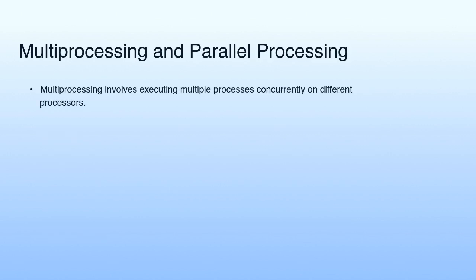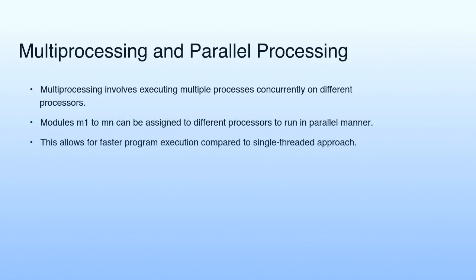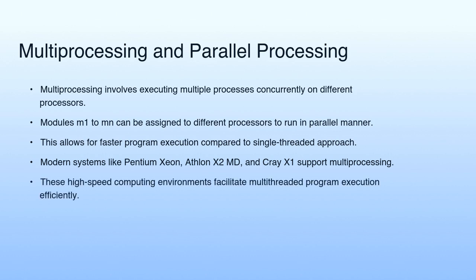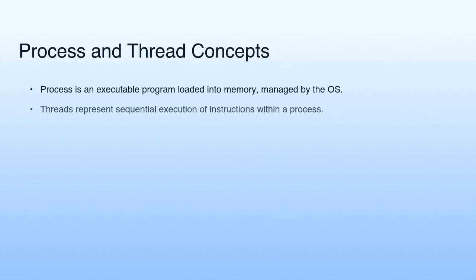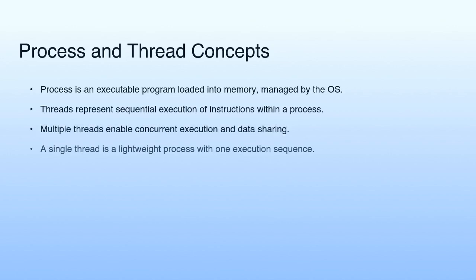Multiprocessing involves executing multiple processes concurrently on different processors, with modules assigned to separate processors for parallel execution, resulting in faster program completion compared to single-threaded approaches. A process is an executable program loaded into memory and managed by the operating system, while threads represent sequential execution of instructions within a process, allowing multiple threads to execute concurrently and share data.